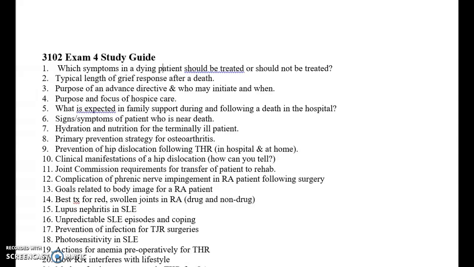I'll let you look up signs and symptoms of what a patient would be doing who is near death. That's very clear in your text.